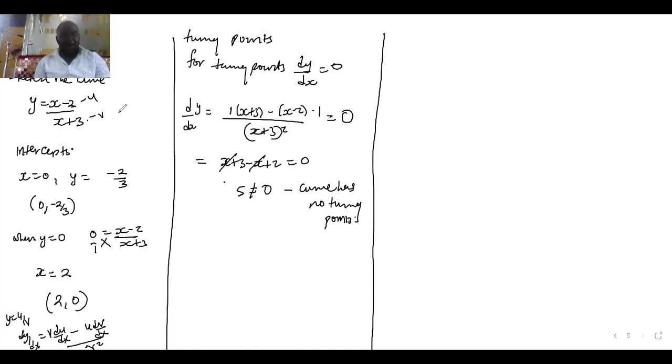So I've differentiated, and when I simplify that differentiation, it reduces to that, guys. Since we don't have any x remaining, the curve has no turning points. So if the curve has no turning points, you are saved from finding the nature. So go for the next item, asymptotes.